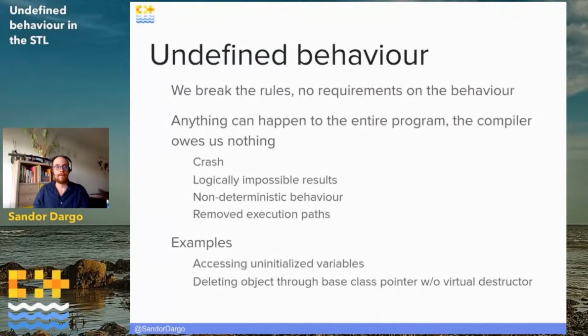And then here we are: undefined behavior. Here we break the rules completely, and the compiler owes us nothing. In fact, there are no requirements on the behavior. Maybe your whole application will crash. Maybe you just get some logically impossible results. The behavior is quite non-deterministic, and honestly, the compiler can completely remove some execution path.